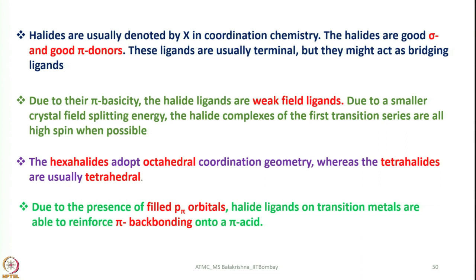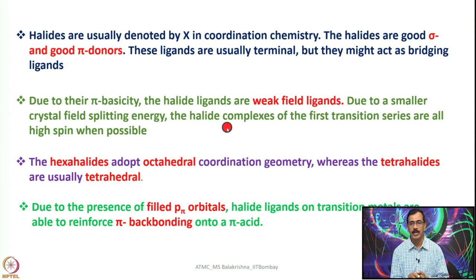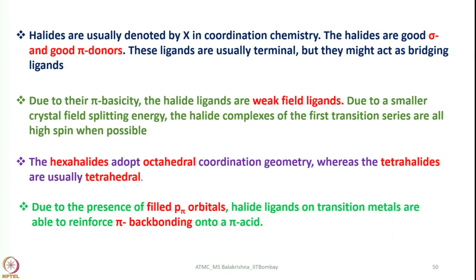Hexahalides, that means homoleptic halides, are also known with most of the metals, and when you have 6 halides, they preferably adopt octahedral geometry, whereas with 4 coordination they prefer tetrahedral geometries, but in some cases, especially with platinum metals, they still form square planar complexes. And due to the presence of filled p pi orbitals, halide ligands on trans metals are able to reinforce pi back bonding onto a pi acid. That means those metals which are oxophilic and halophilic, as we call them, especially early metals in their high oxidation state, are electron deficient.